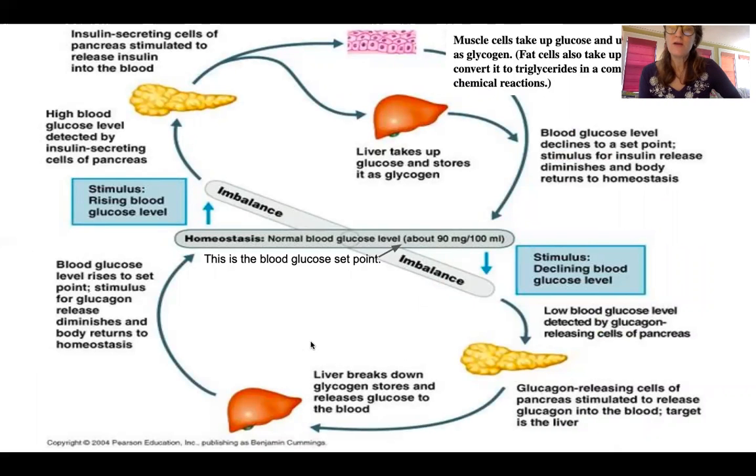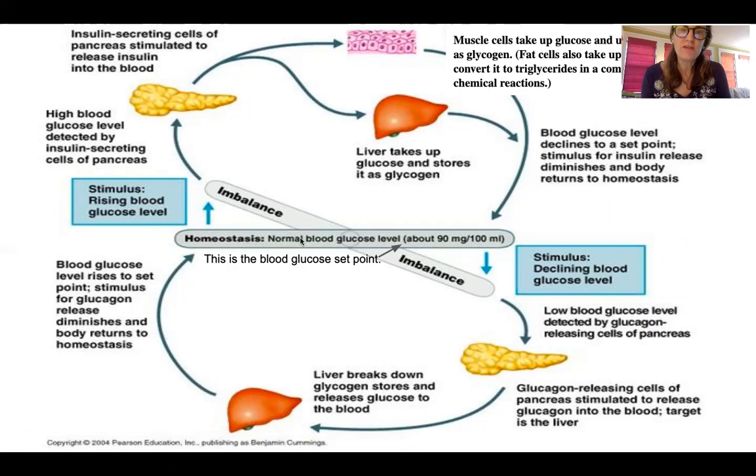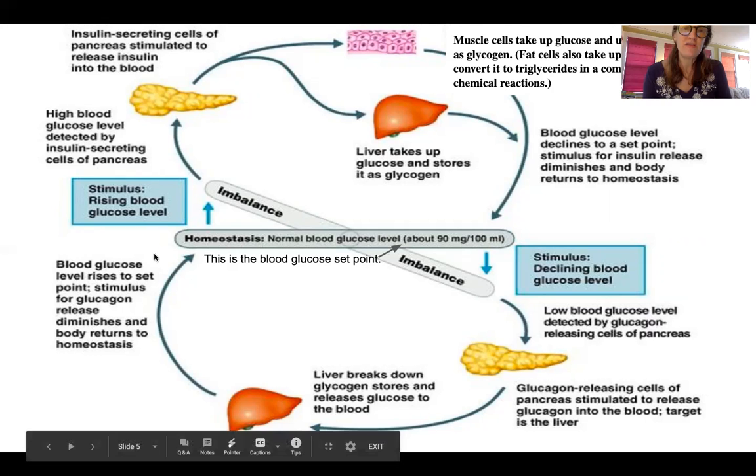All right, so here is another negative feedback loop, this one for blood glucose homeostasis, with two loops as part of it. So normal blood glucose level is our set point. You don't need to know the numbers, but that's the point the pancreas is trying to maintain all the time. So if blood glucose level goes up, it will trigger the events of this upper loop. Goes down, will trigger the events of the lower loop.